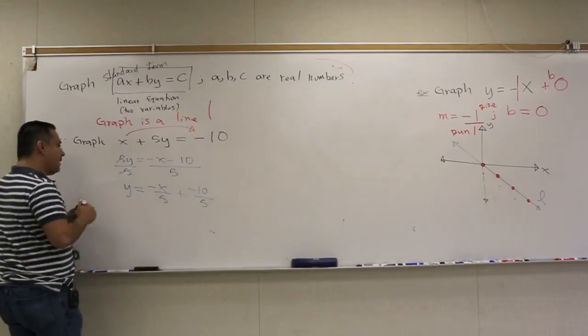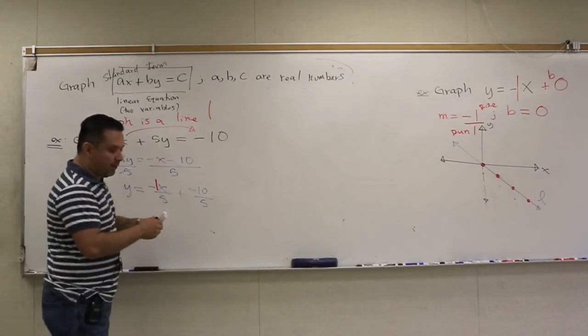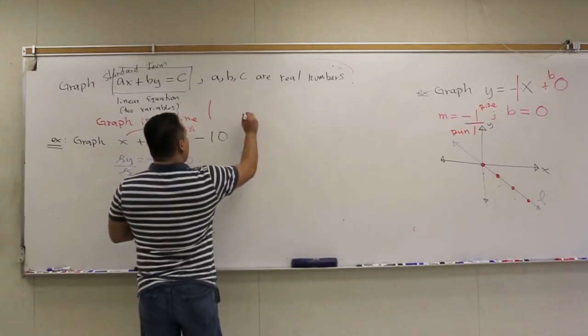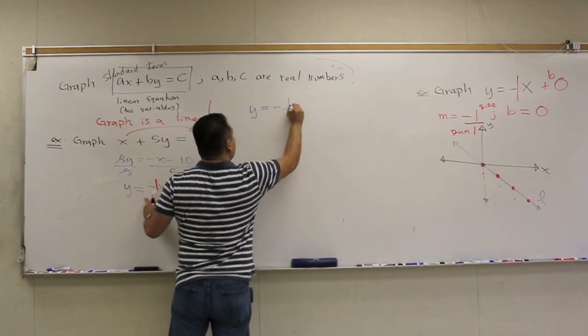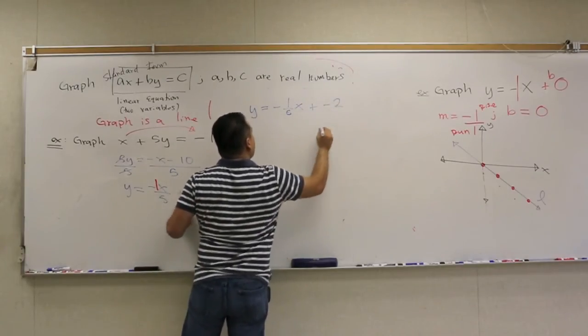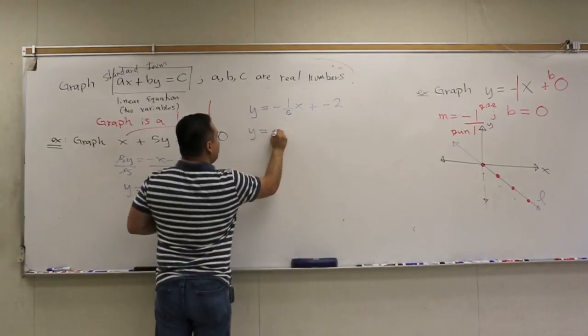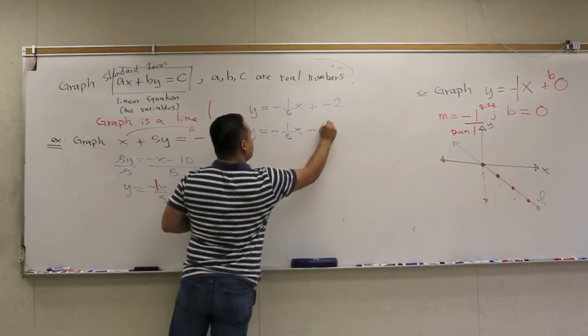Oh, what number's in front of that x? It's a 1. So what I think to myself when I do this is, okay, y is negative 1/5 x plus negative 2. Addition of a negative is my subtraction.